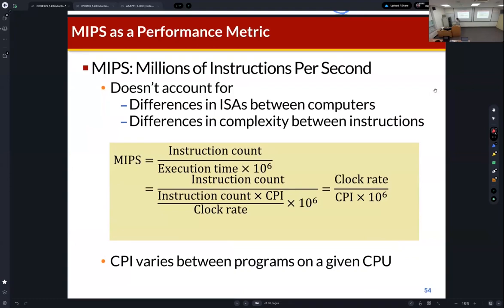I was not able to explain what this concept means in the previous class because we didn't have enough time, but I'll explain now. Sometimes we can use MIPS as the performance metric. MIPS represents millions of instructions per second. It is called MIPS. Also, MIPS is the name of an instruction architecture, a very old instruction architecture, so do not be confused.